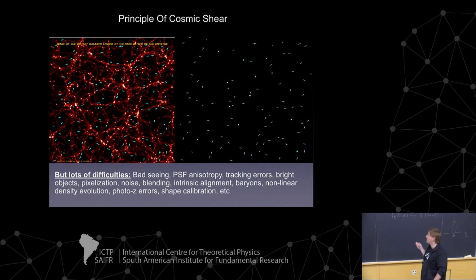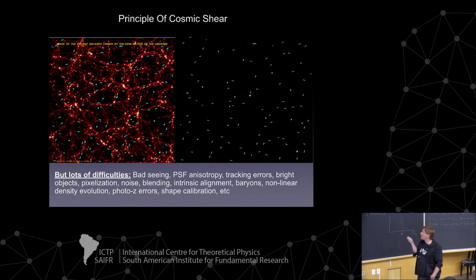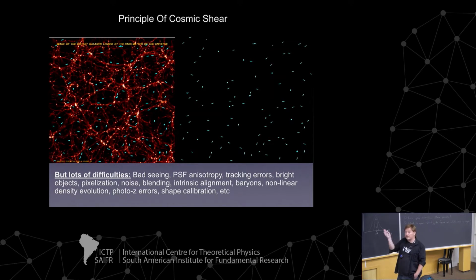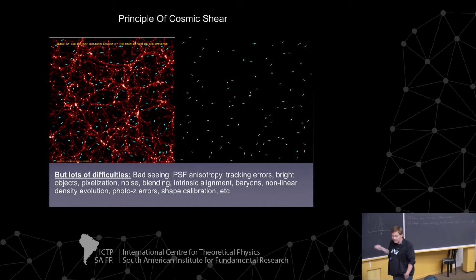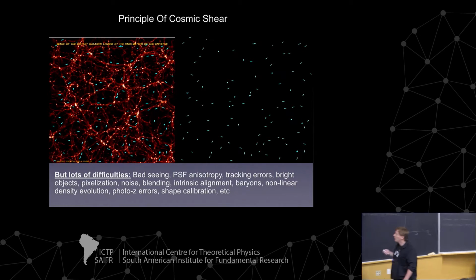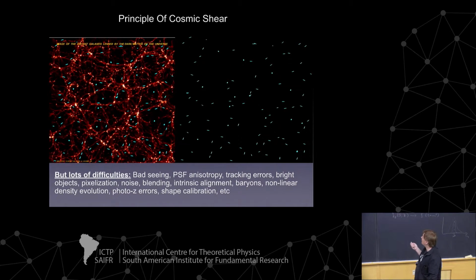Now, you have lots of difficulties. In reality, you have something like bad seeing, PSF anisotropy. You have tracking errors. The telescope tracking is not known precisely. Bright objects, pixelization. You have noise, blending, intrinsic alignment, baryons, etc. Nonlinear density evolution, photo-Z errors, shape calibration, and so on. So in reality, this is very, very difficult. But in theory, this is relatively straightforward.